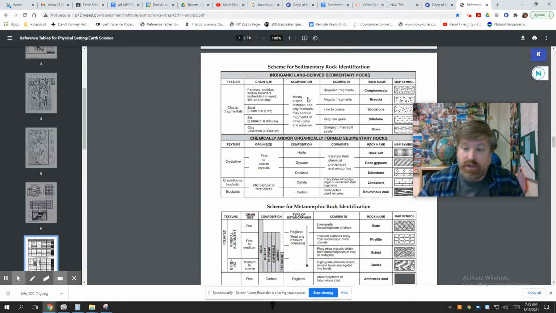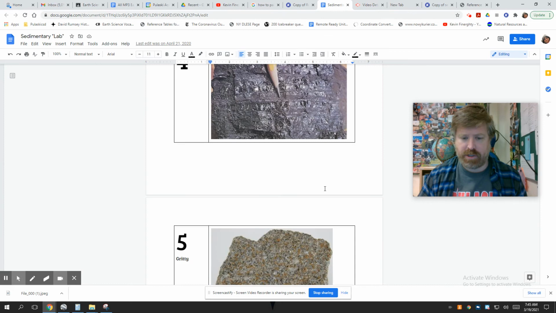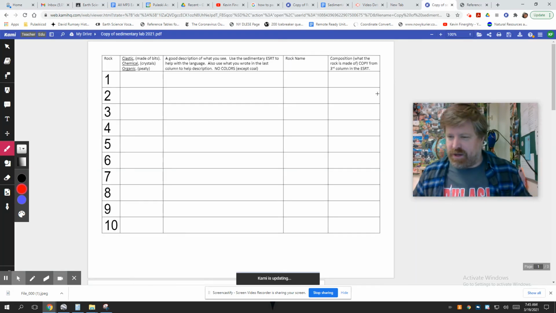Okay. So it's a combination of using what you can observe with your rocks and then using what you see in the reference table. For a good description, use the ESRT to help with language. And again, color is not a useful thing. So you really don't want to start with your description being what the color of the rock is, though I did say here, except for coal. Remember, sandstone could be any of a wide variety of colors. So color is a useless thing in determining what sandstone is. In fact, there's one of your rocks and there's 3 different colors of it. It's not sandstone, just in case, but color is useless because that's whatever the colors of the sediments were that made up that rock. It's more about what the sediments themselves are.